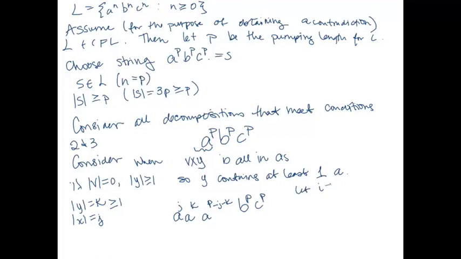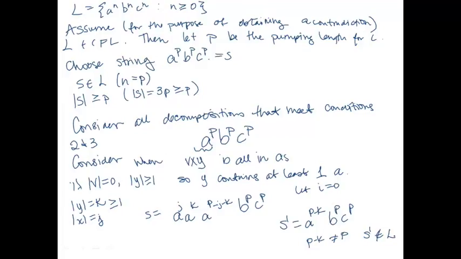Okay, so let's let i equal 0. We're going to pump down. What happens? Our chunk that was y disappears. We pump down, we have y to the 0, it disappears. So then S prime is going to be p minus j minus k plus j, same thing as p minus k. A to the p minus k, B to the p, C to the p. Okay, since k was at least 1, p minus k is not equal to p. So S prime is not in the language.